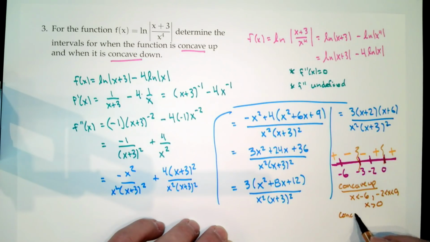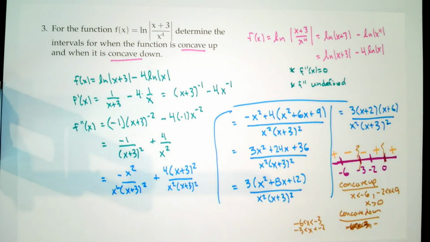Concave down, what do we have? Well, between negative 6 and negative 3, and whoops, there is a negative there, it's just hard to see that. Okay, maybe I should. Negative 6 less than x less than negative 3, and between negative 3 and negative 2. Again, you really can't combine these two together because the function breaks at negative 3. So that's it. Those are the answers when it's concave up and concave down.